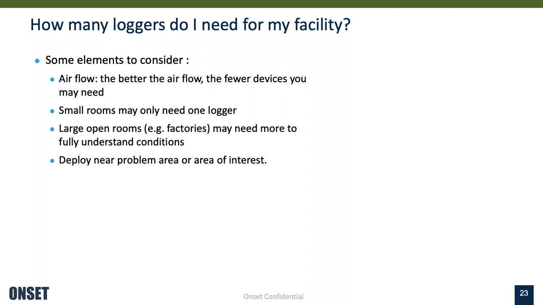And last point here: deploy near problem areas or areas of interest. I'm not sure if we have any facilities folks here, but oftentimes you may get complaints from certain folks that it's too cold or too hot in a certain area of the office. So you want to favor those areas if you really need to know. That way, if there is a complaint, you'll know exactly what the temperature is, and you can make decisions based on the person that's interested in this and the actual data itself.